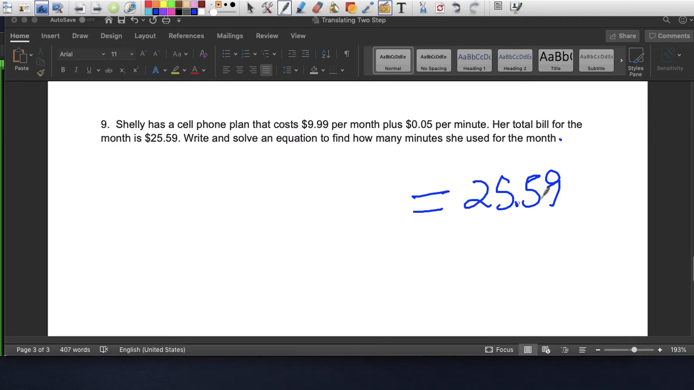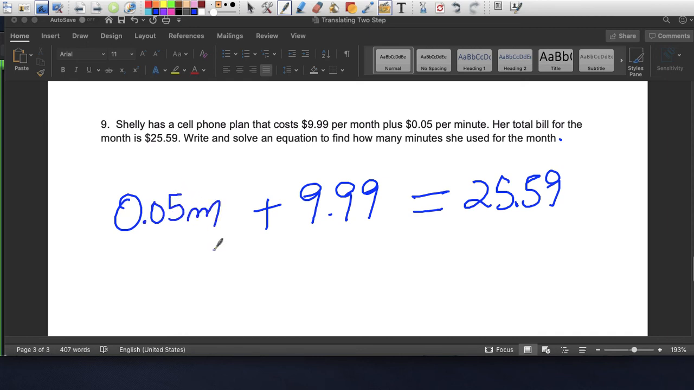Well, out of the 25.59, this much was just there for having the phone, right? So every month you're paying $9.99 just to get connection to the company, and then it says that you're going to pay 0.05, 5 cents per minute. So all this is going to be your conversations. This is going to be for you to have a phone with that company. So if you got a bill of $25.59, how much of it was the minutes that you were talking?